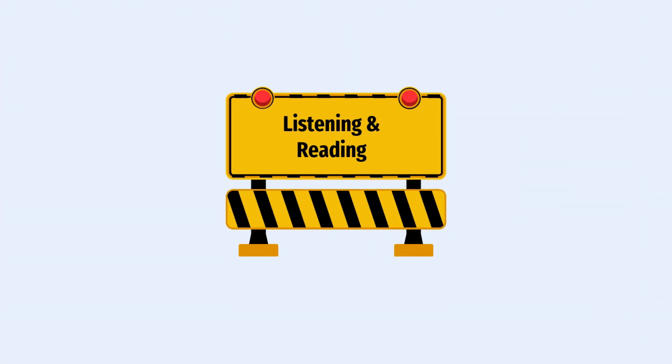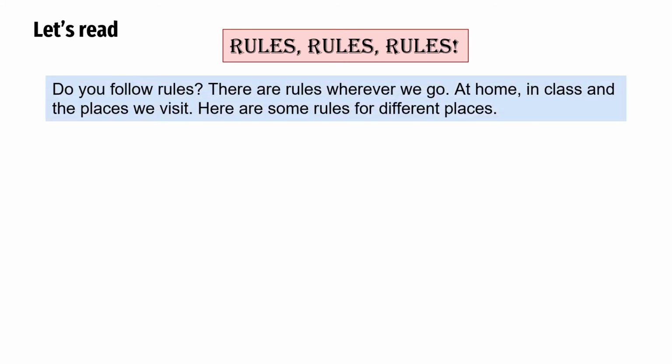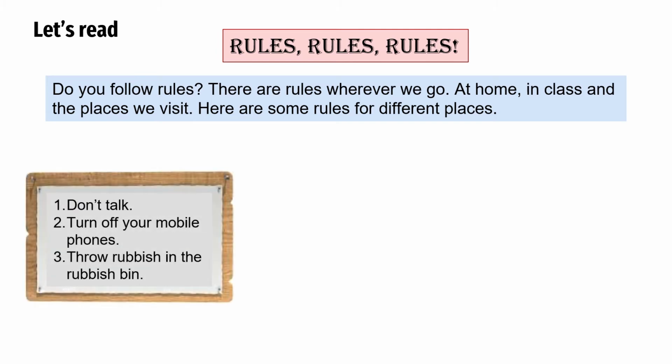Now let's move on to our listening and reading skills. Let's read together. Rules, rules, rules. Do you follow rules? There are rules wherever we go, at home, in class, and the places we visit. Here are some rules for different places. 1. Don't talk. Turn off your mobile phones. Throw rubbish in the rubbish bin.